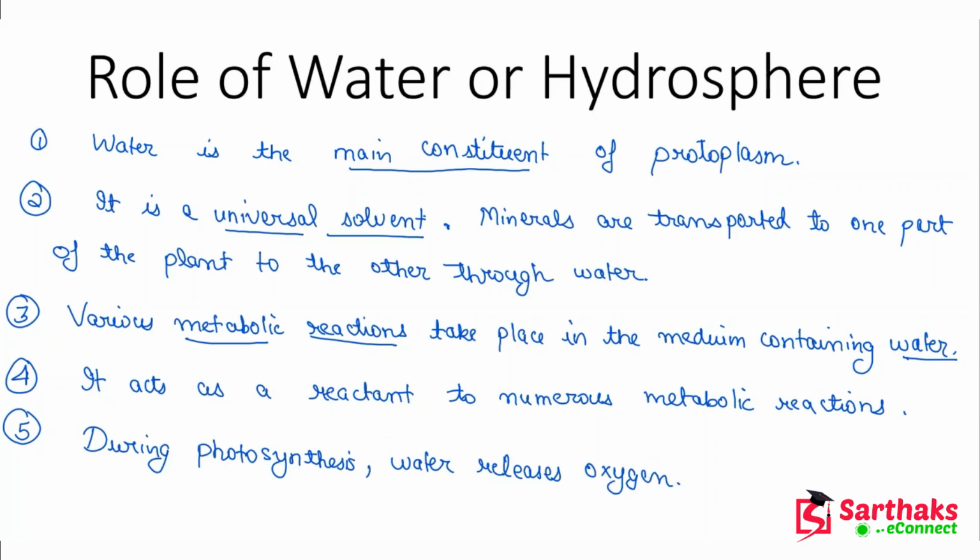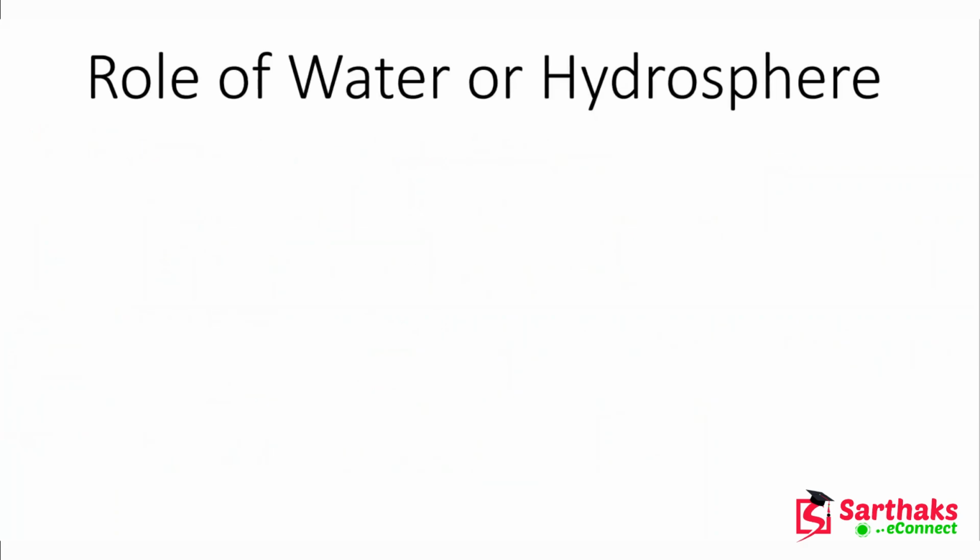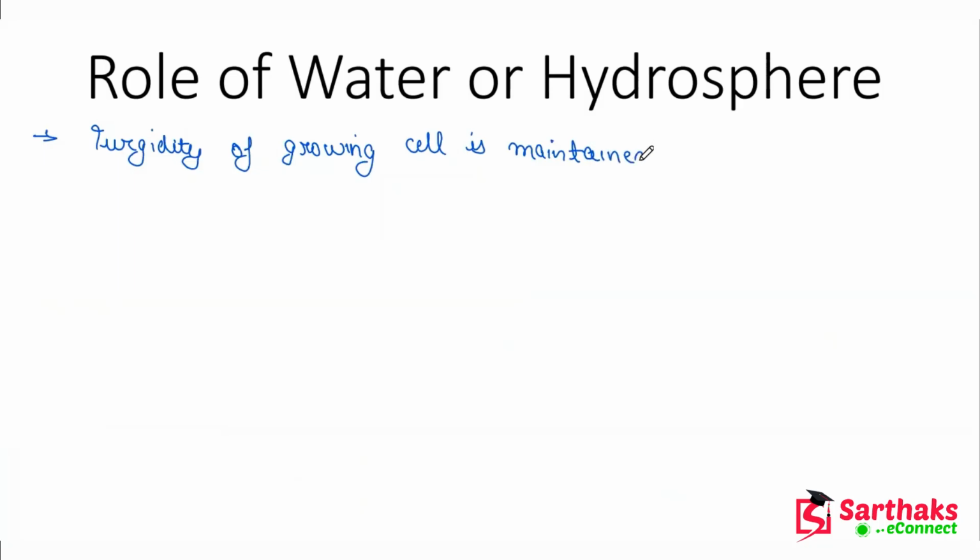Now, we are going to look at some other points about water, that is turgidity of the growing cell. The turgidity of a growing cell is maintained with water only. When a cell is growing, its turgidity is maintained with water.